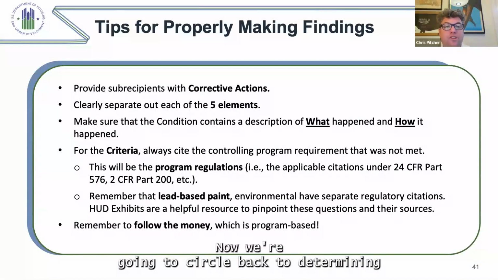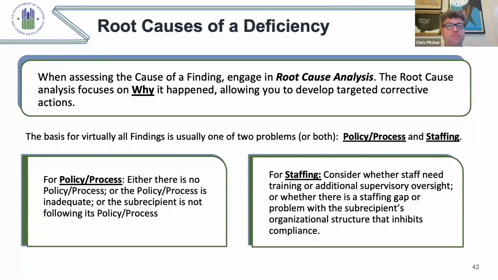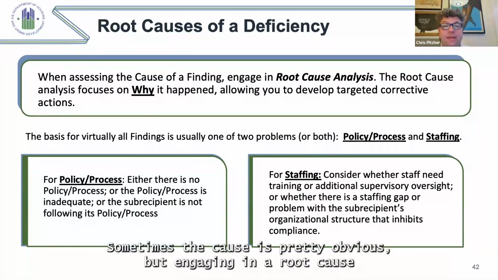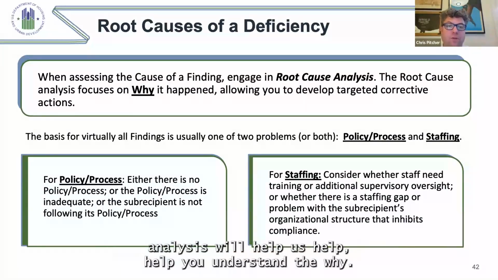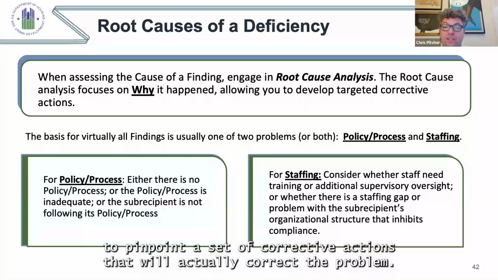Now we're going to circle back to determining what is the root cause of a deficiency. Slide, root causes of a deficiency. The cause. Why did the violation occur? Sometimes the cause is pretty obvious, but engaging in a root cause analysis will help you understand the why. Once you identify the why, you'll be better able to pinpoint effective corrective actions that will actually correct the problem.